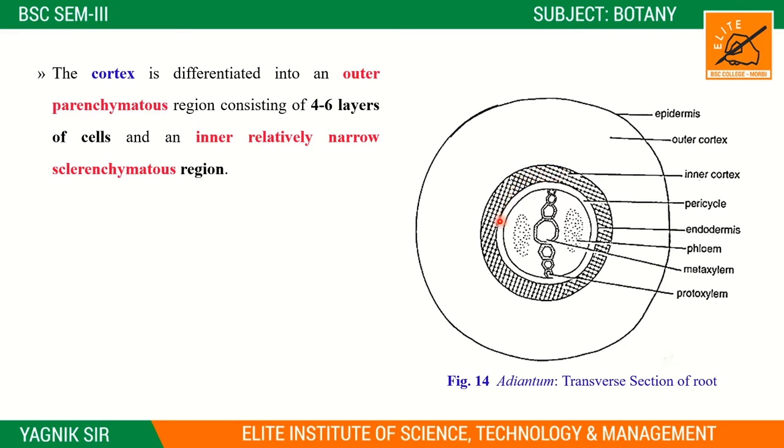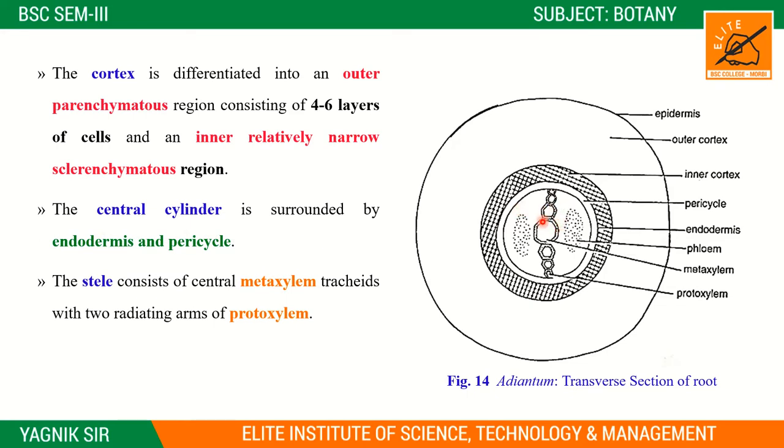This is the inner cortex, right? And this inner cortex consists of 2 sclerenchymatous layers, right? This is the difference between the parenchymatous cells and the sclerenchymatous cells, right? Parenchymatous cells are living cells, and sclerenchymatous cells are dead cells. And then the last region is the central cylinder, right? And this central cylinder is surrounded by a single layer, the endodermis, and below that one layer of the pericycle, right?